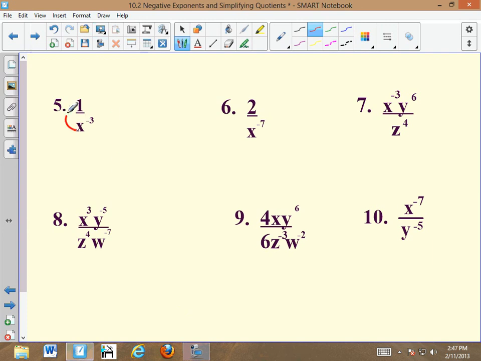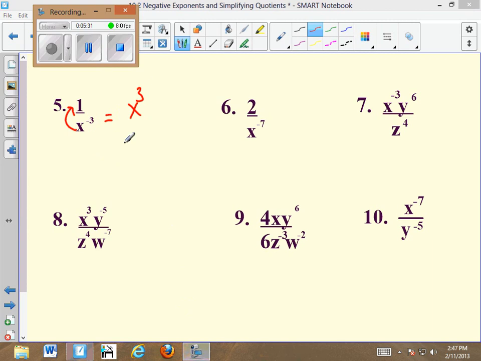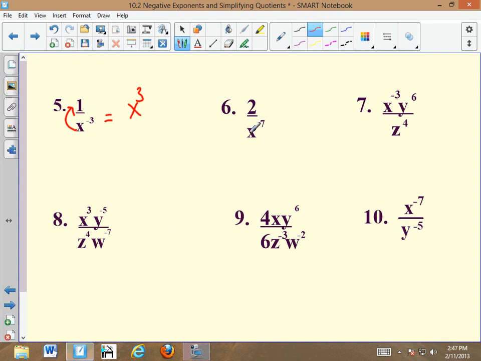Okay. x to the negative 3 needs to move up. So I'm going to get x cubed. I can't simplify x cubed. I'm done.